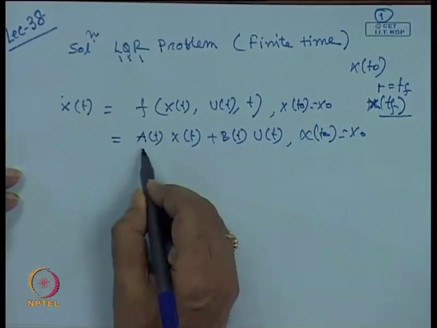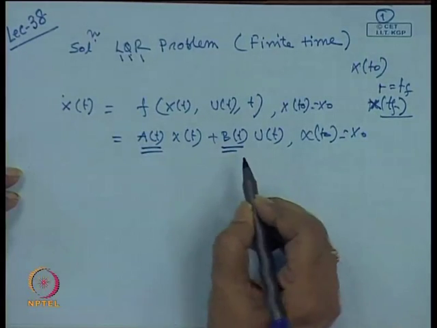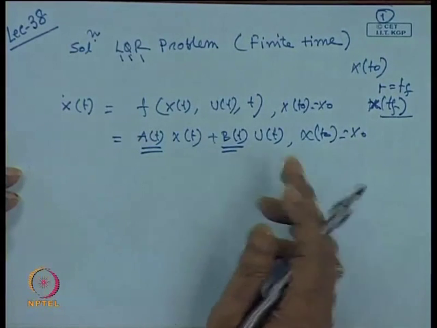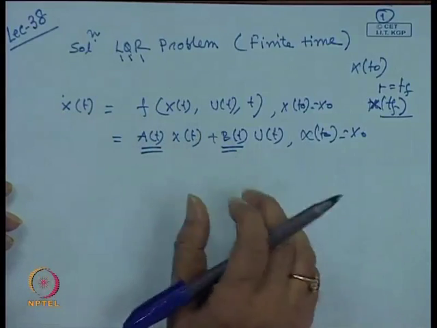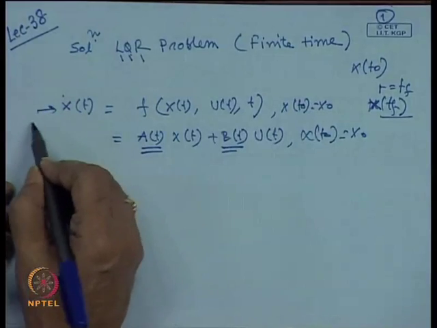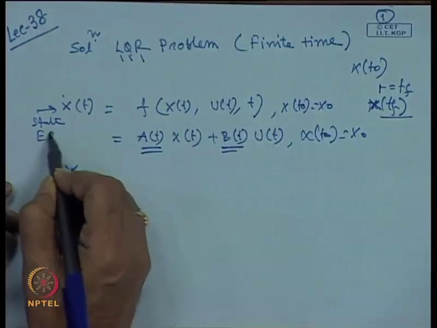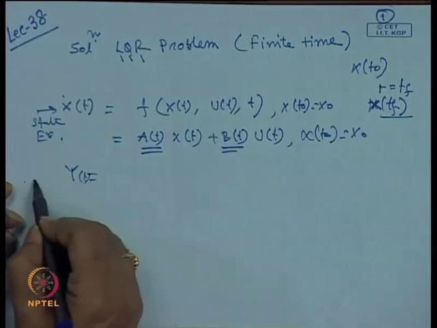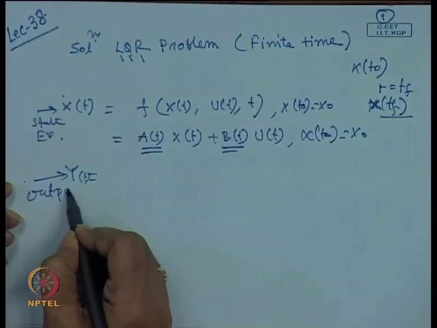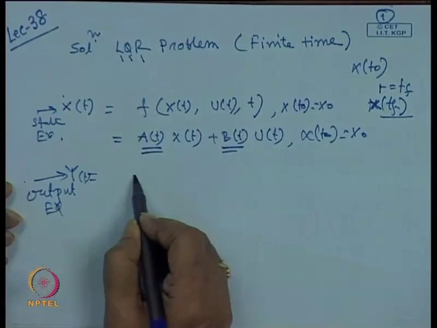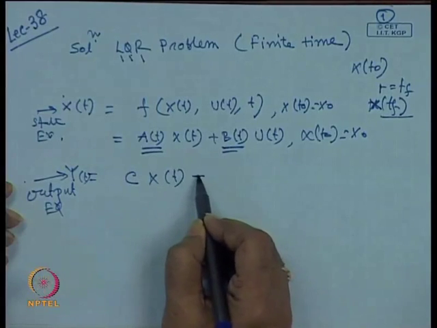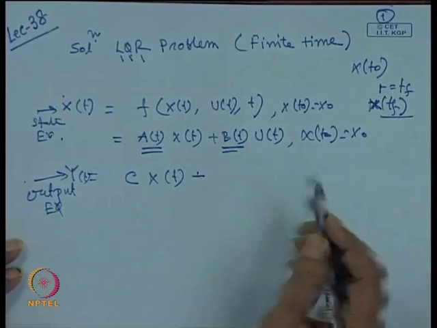We have assumed that our system matrices A and B are functions of time, time varying parameter matrices. And if it is time invariant, then A of t is constant, all the elements of the matrix A of t are constant, they do not change with time. So, this is the state equation, and this is the output equation, C into x of t, or you write simply C x of t.